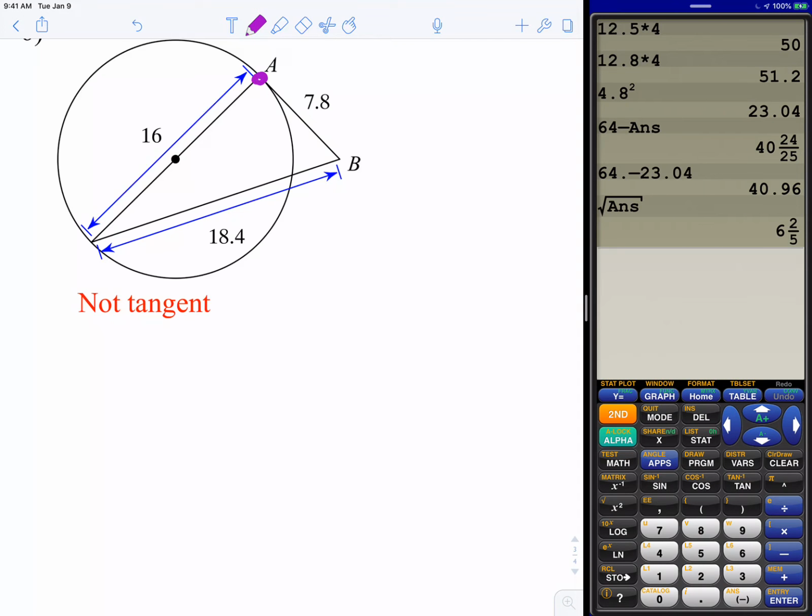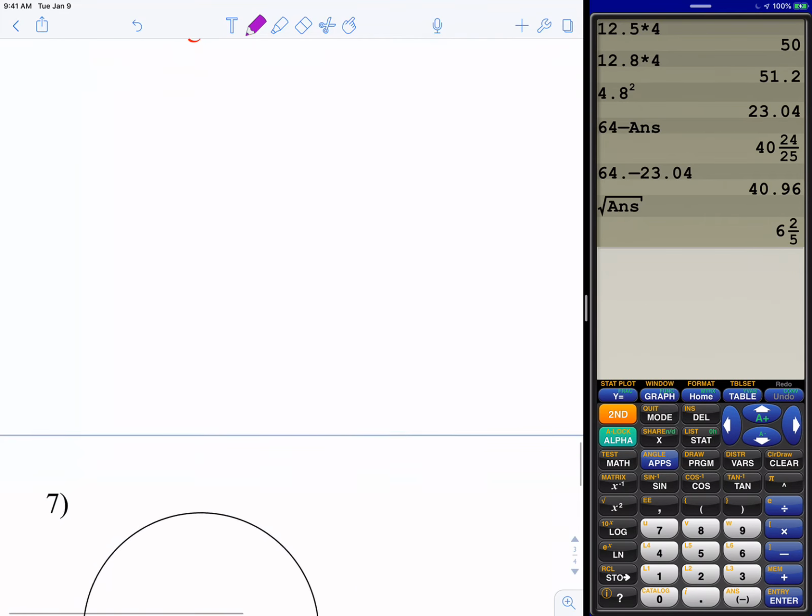Number 6. This would be the possible point of tangency. So is that a right angle? Well, that's a leg, so we'll set up Pythagorean theorem. 16 squared plus 7.8 squared equals 18.4 squared. Now I always get the question, how do I know if 16 is the radius or the whole thing, and the big huge hint there is the arrow showing that this is going all the way across, and that's how we know 16 is the diameter, not just a radius. All right, those are not equal, so this would not be tangent.